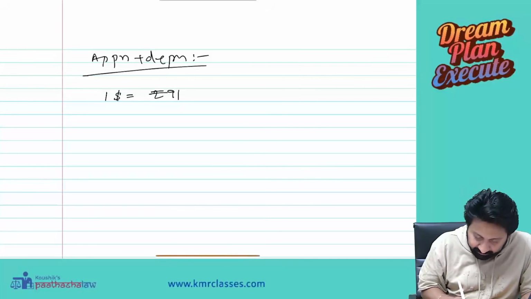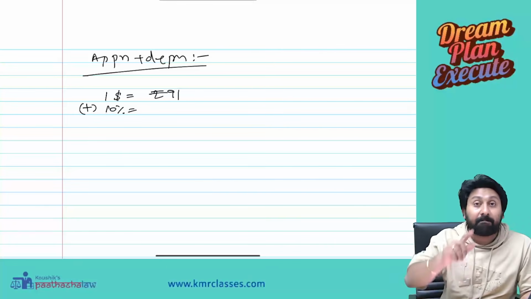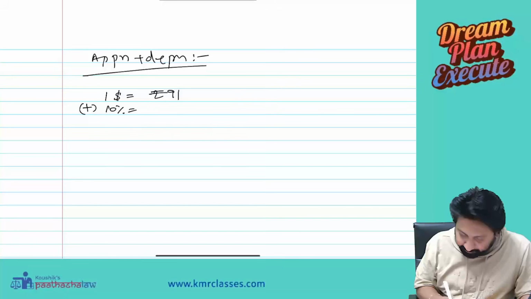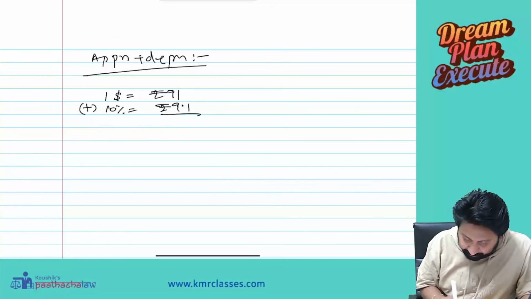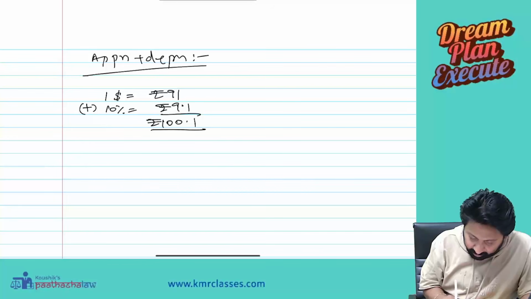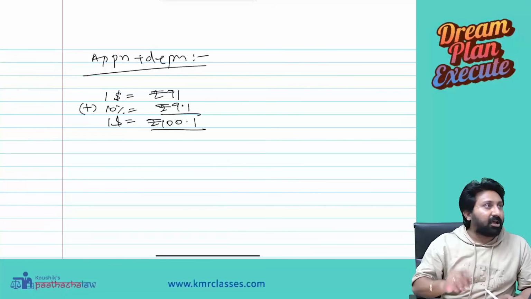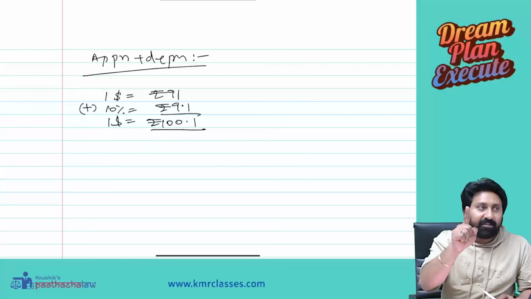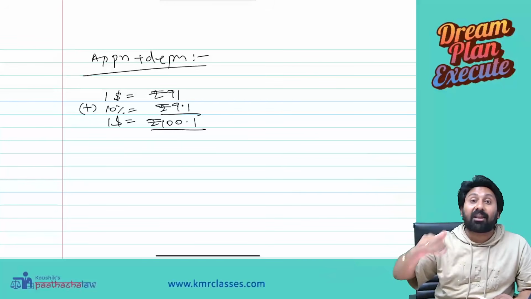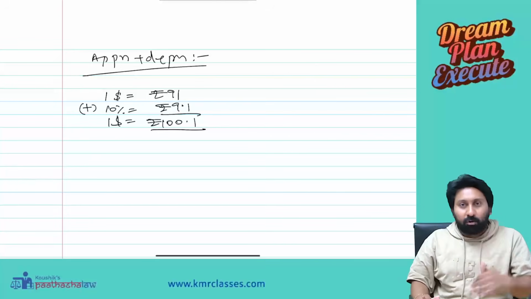What does it mean? $1 plus 10%. 10% should be added to the opposite one. 91 into 10% is 9.1. It will become 100.1. So now you observe, the dollar appreciated. For $1, now I have to spend 91, but after 1 year, I need to spend 100 rupees. Dollar appreciated, rupee depreciated.